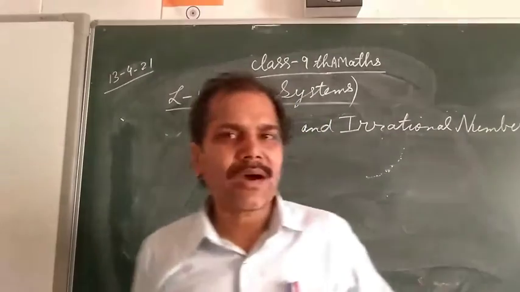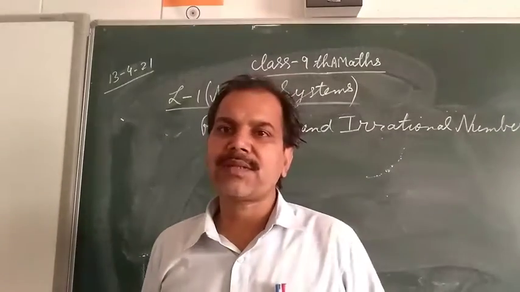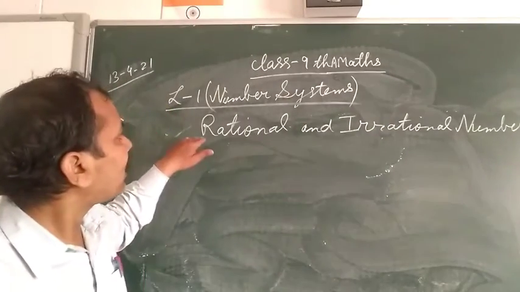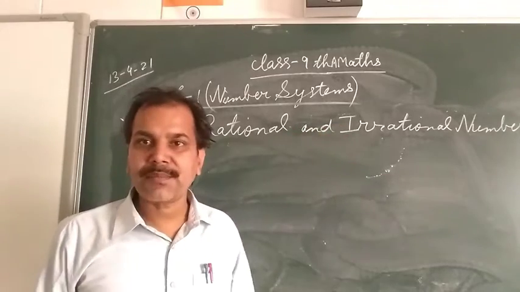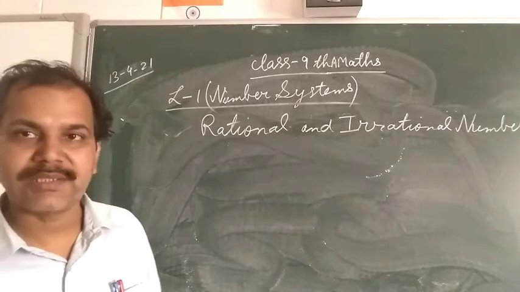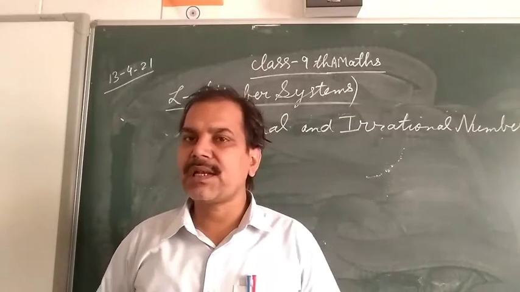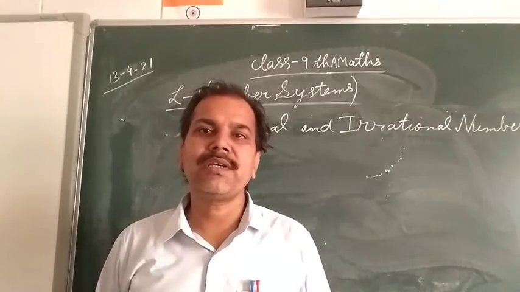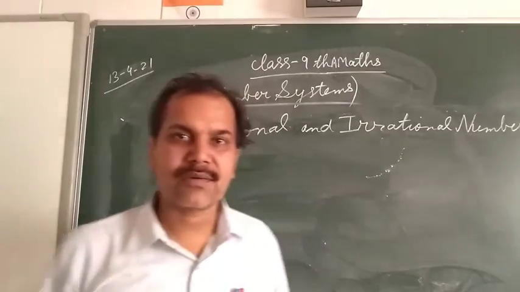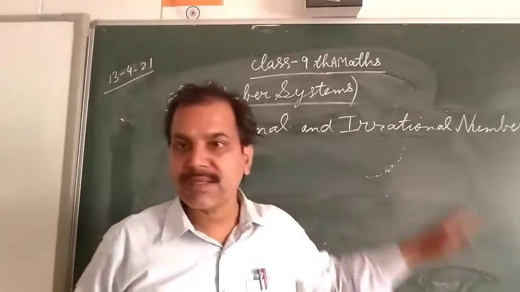In previous classes, odd, even, prime, co-prime, twin prime, so many types of numbers you have studied. Here we will not only study rational and irrational numbers, their representation on the number line also we have to study here. And how to find rational numbers between two given rational numbers. In number systems, first we discuss rational and irrational numbers.